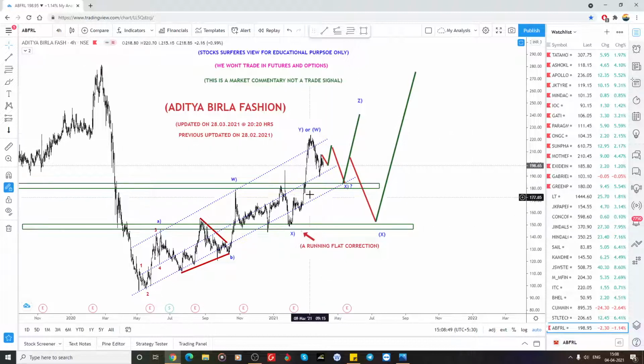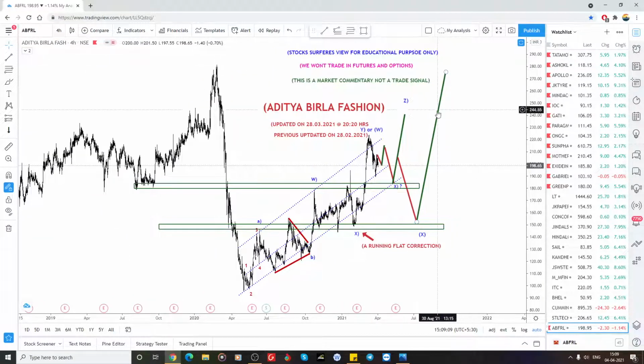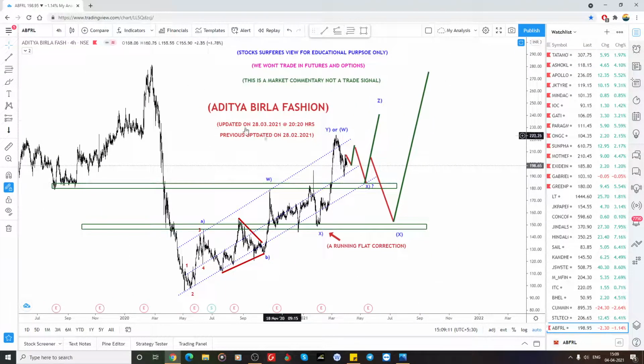So now A, B, C, the Y has got completed, or if it is a bigger W, then we are considered for the next 3-wave structures. So these are all getting ready in the next 3 to 5 months. Whether the correction is going to be completed, or if it is a deeper correction also, we are still ahead for that bullish scenario here.